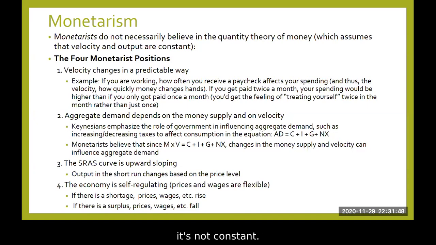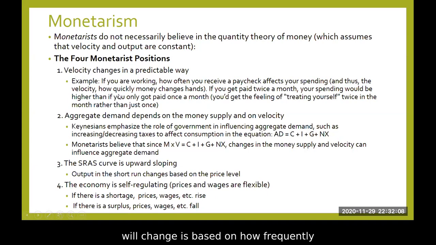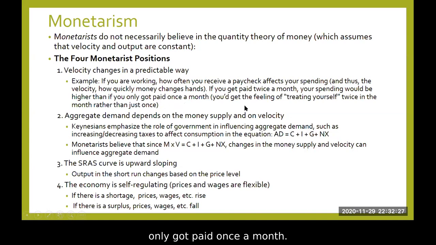It's not fixed, it's not constant. And velocity, in fact, changes in a predictable way in this perspective. So when we say that velocity changes in a predictable way, we're saying one way we can predict how velocity will change is based on how frequently we receive a paycheck. So for example, suppose you get paid twice a month. In that case, your spending would be higher than if you only got paid once a month.